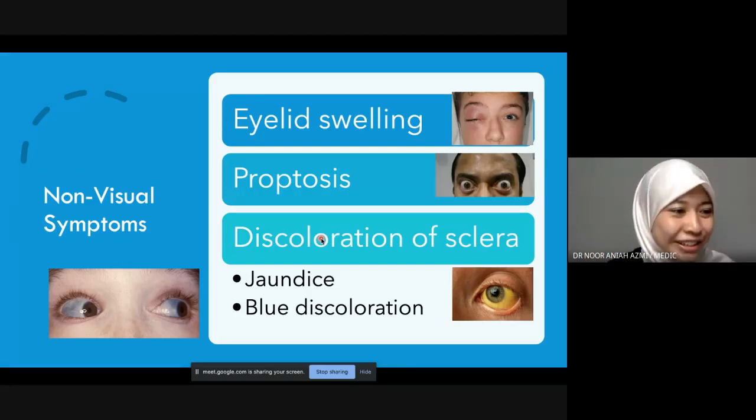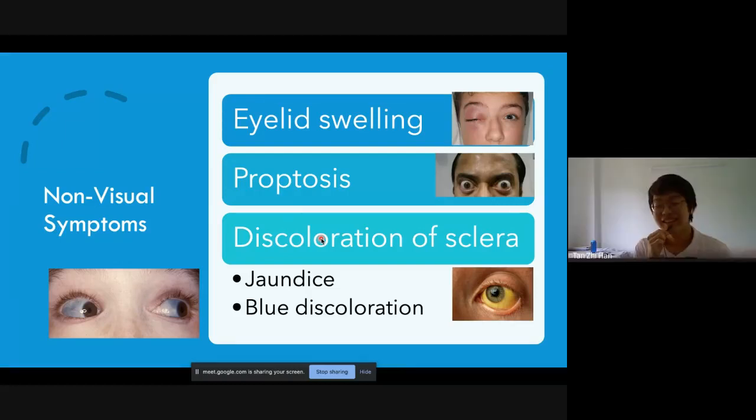Yes, I'll try to answer. I think proptosis is an abnormal protrusion of the eyeball, so it can be protruded outwards. But exophthalmos will be more towards a Graves' disease symptom, where it is associated more with thyrotoxicosis.